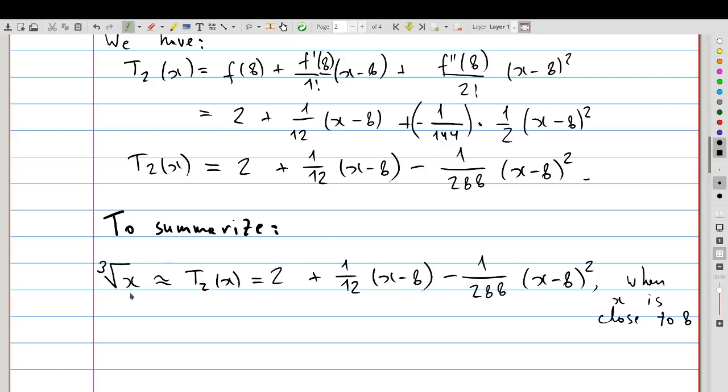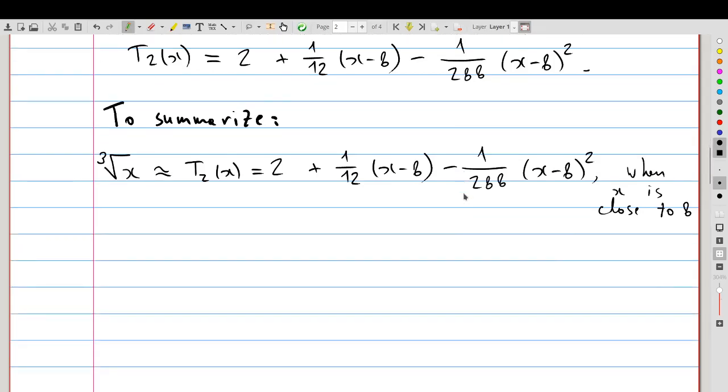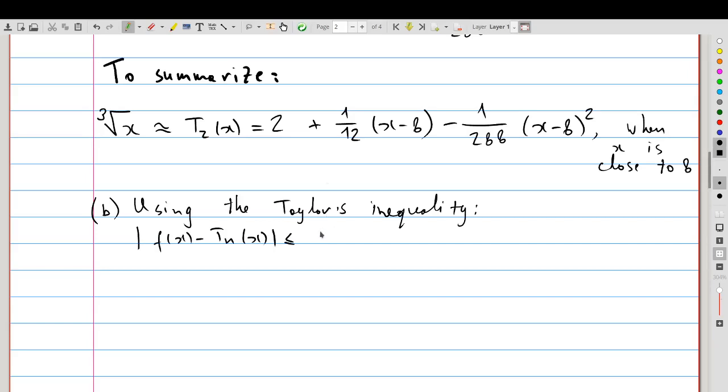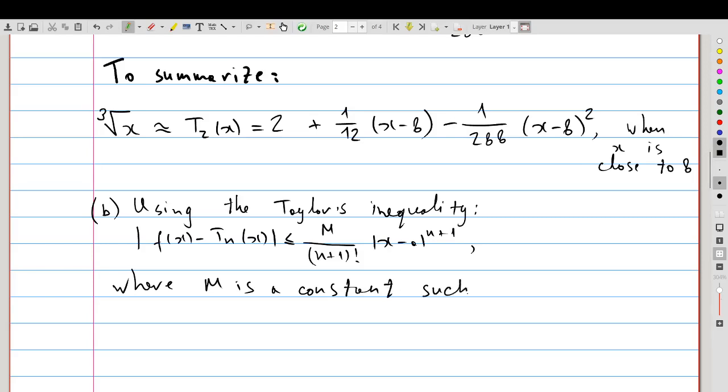Now, how good an approximation is it? To answer this question, let us use Taylor's inequality again. So this would be the second part of our question. Using Taylor's inequality, let me remind you what it said. It says that the absolute value of f of x minus Tn of x is at most M divided by n plus 1 factorial times the absolute value of x minus a to the n plus 1, where M is a constant such that the absolute value of the n plus first derivative of f is at most M.